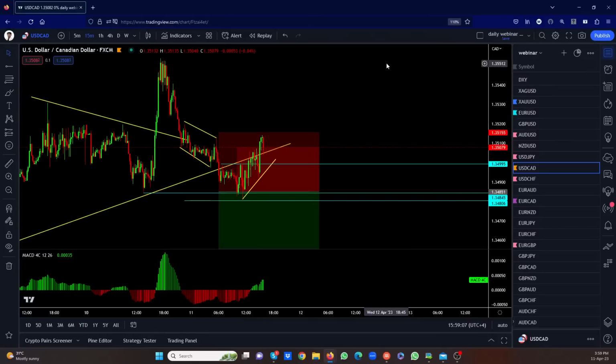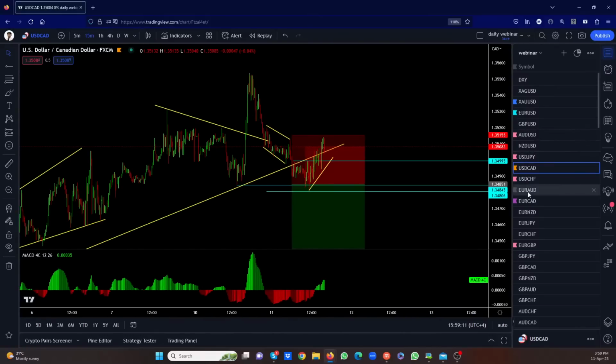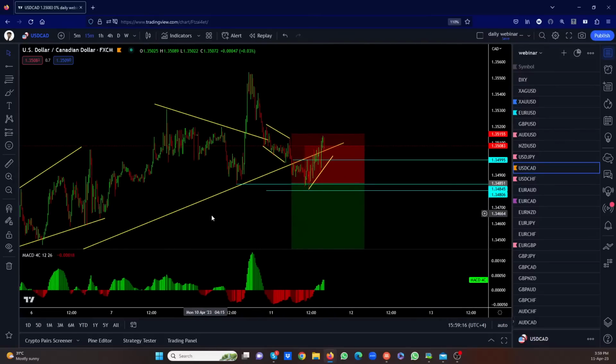We cut the losing trades because we have methods how to do that. And we let the winning one run. So the winning one, I almost got it right at the top. You can see that. That's a really good trade. So those are the two trades.